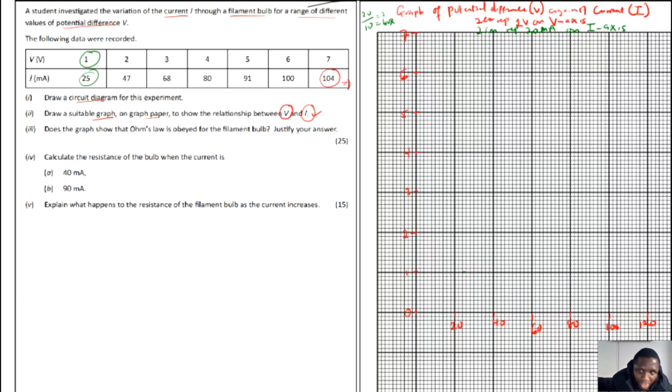You're not seeing it very well. Let me just give it red, because red seems to be showing very well. So I'm going with red now. So that's my point. I've successfully located my 1 and 25. The next one is 2 and 47. So this is 2 here, and 47 is going to be in between 40 and 60. So this is going to be 42, 44, 46, and then 48.